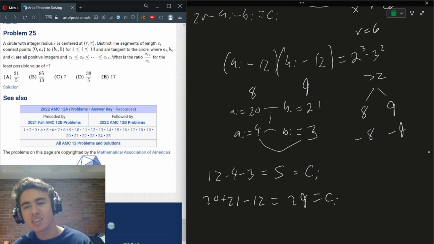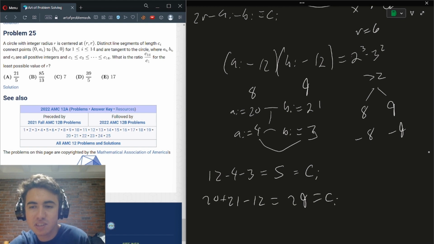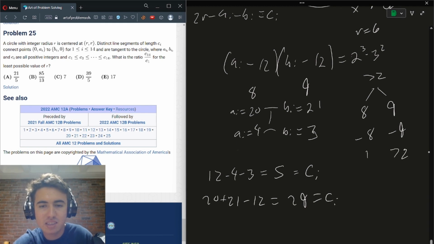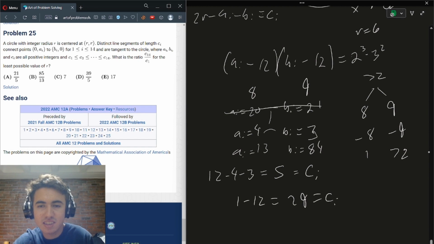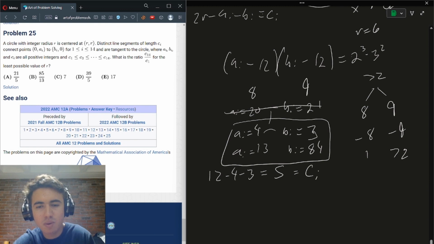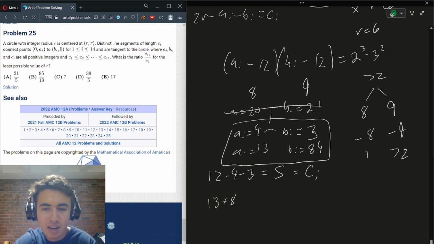Oh wait, no, I'm forgetting. For the other case, we should be looking for the most extreme values. So what about 1 and 72? In this case, AI is equal to 1 plus 12, which is 13, and BI is equal to 72 plus 12, which is equal to 84. Sorry, so what we should be using is not the earlier case, but these two cases, which are the most extreme. So we take 13 plus 84 minus 12, which is equal to 85, as our largest value of CI.